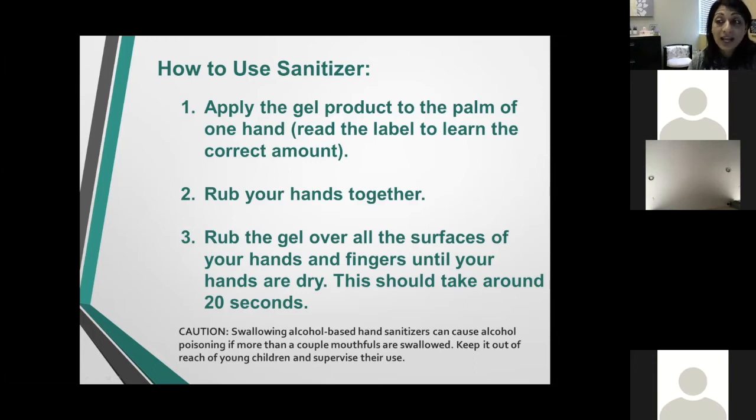You're going to rub your hands together. Rub the gel all over the surfaces of your hands and fingers until your hands are dry. And this should take around 20 seconds. So 20 seconds is the key number here.